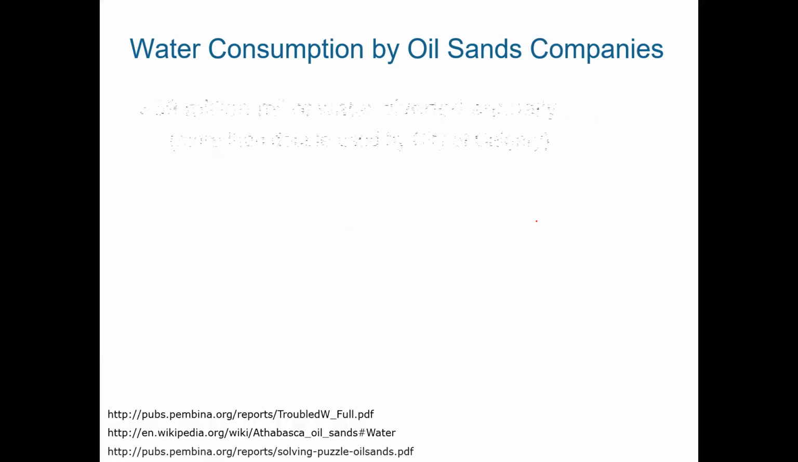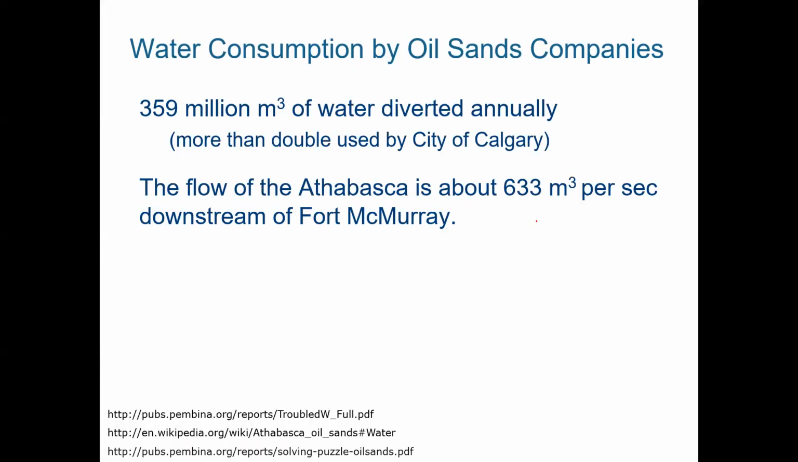I have a video here I want to show you, and then I want to do a quick calculation for you. But here are some numbers that I was able to find. Apparently 359 million cubic meters are diverted annually. And if you look at the flow of the Athabasca River, apparently that's 633 cubic meters per second.